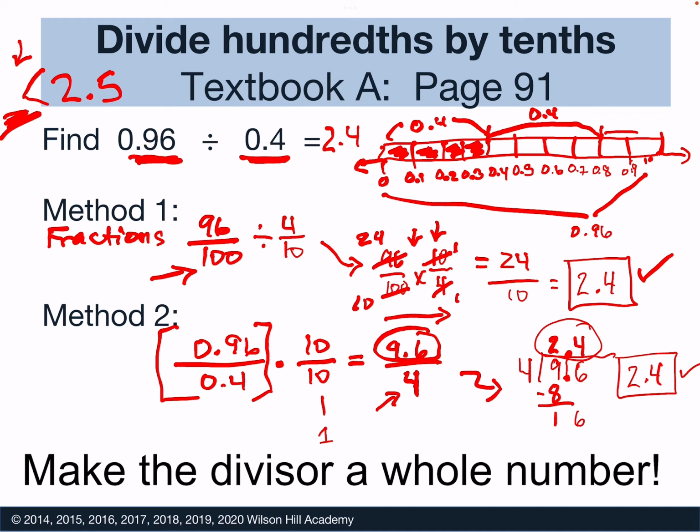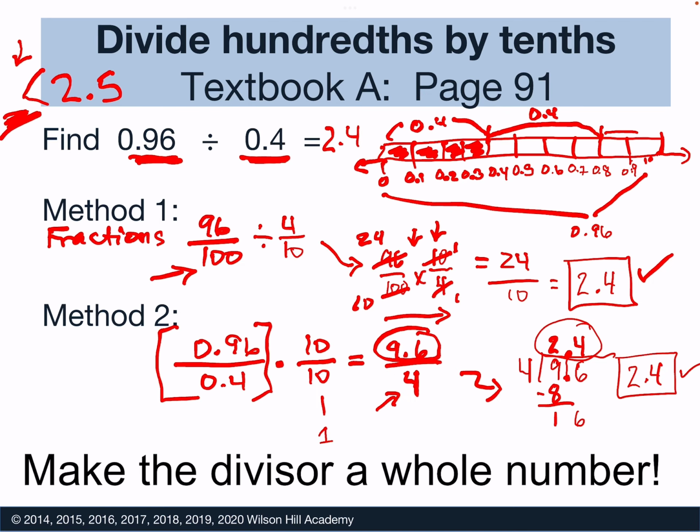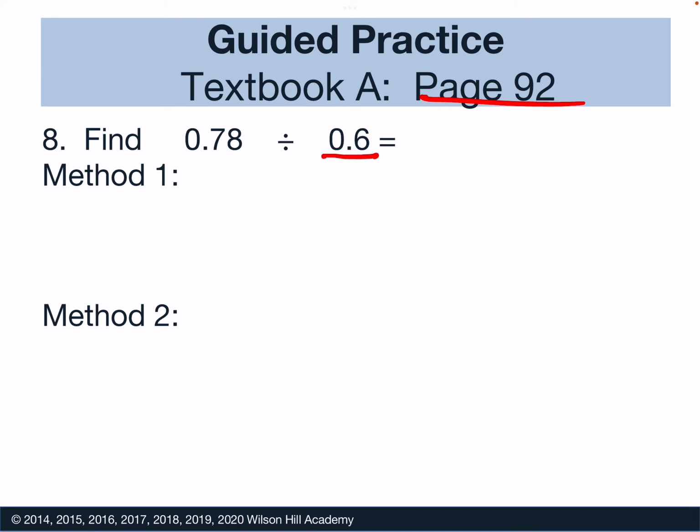All right, let's try a different one. I would like you to do this before I do it on page 92 in your textbook. And I also want you to think logically about it. Give yourself an estimate. How many 6/10 do you think are in almost 8/10, right? How many 6/10 are in 78/100ths? That's almost 8/10.